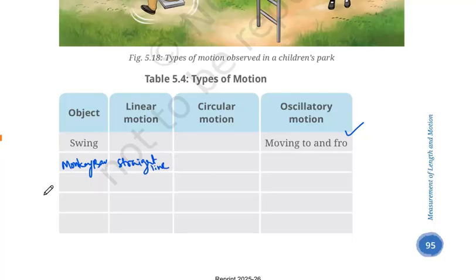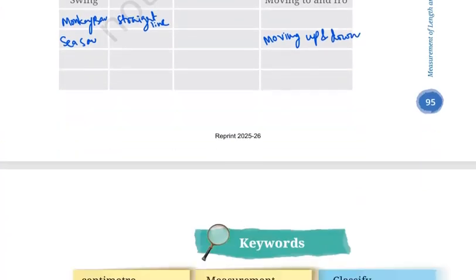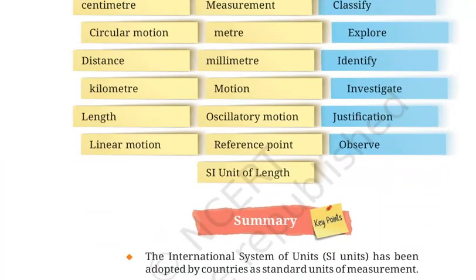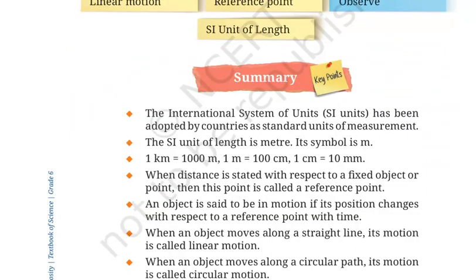All right. Same way we have the seesaw. Again, the seesaw goes up and down about a fixed point. So that is oscillatory motion, that is moving up and down. Okay. Same way you will do it for the others also, and let me know if you face any problem. Okay, children. So these are the keywords which you should know while you are writing your answers.